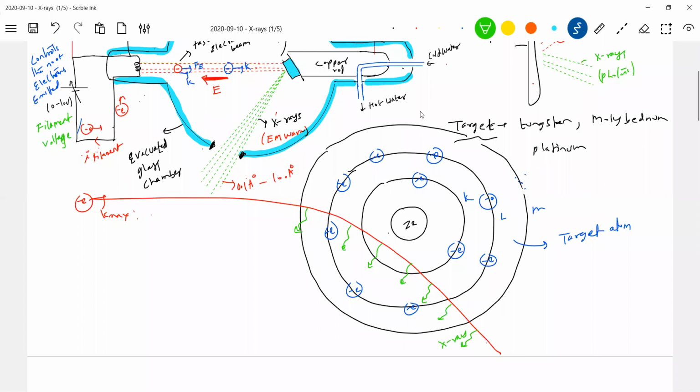Does it mean all the energy of the electron will be converted into X-rays? No, the answer is no. Most of it, 90% of the kinetic energy of the electron, will be converted into heat. The remaining will be converted into X-rays here.